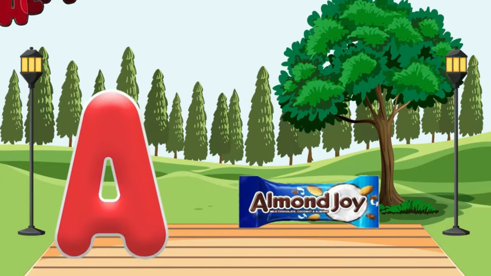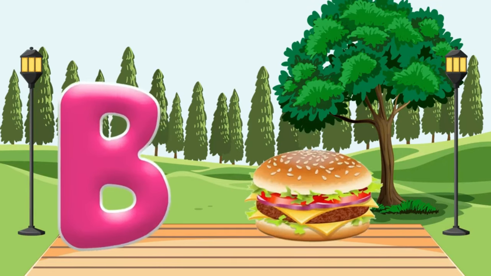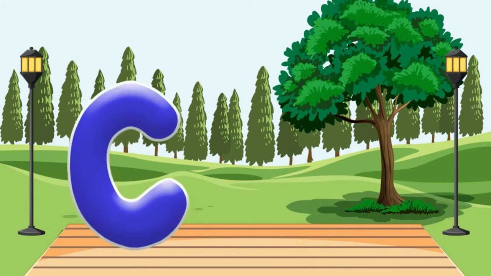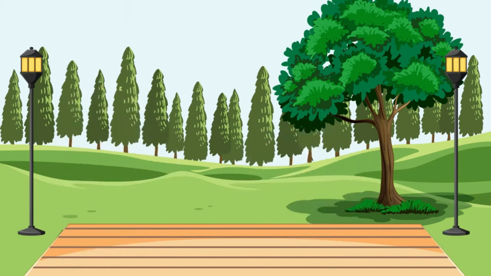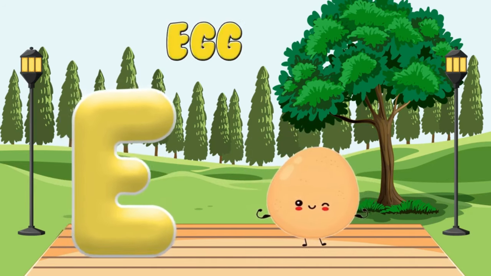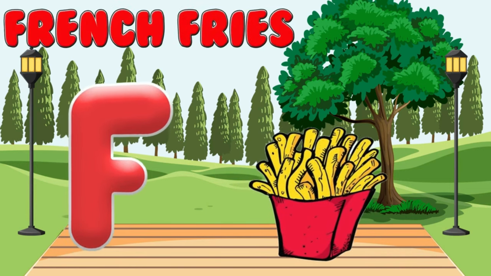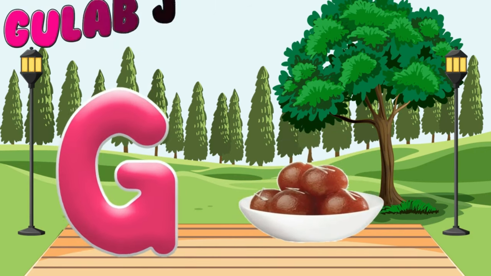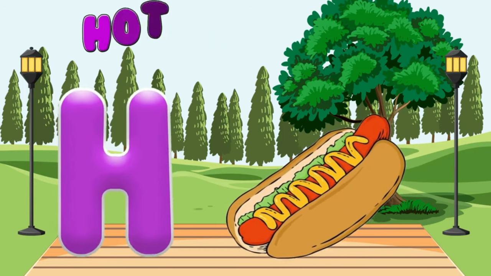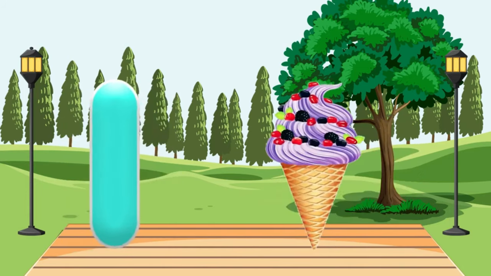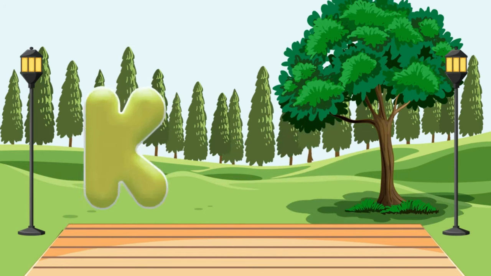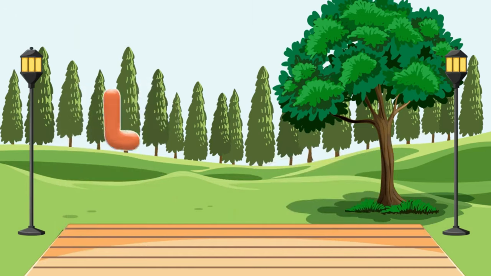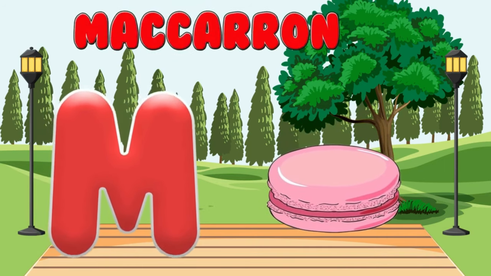A is for almond joy. B is for burger. C is for chocolate. D is for donuts. E is for egg. F is for French fries. G is for gulab jamun. H is for hot dog. I is for ice cream. J is for jelly bean. K is for key lime pie. L is for lollipop. M is for macaroons. N is for noodles.